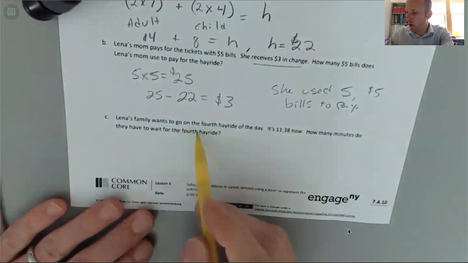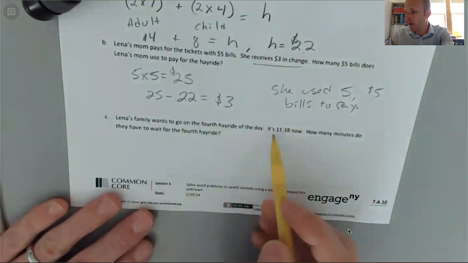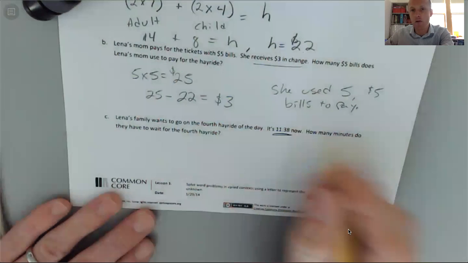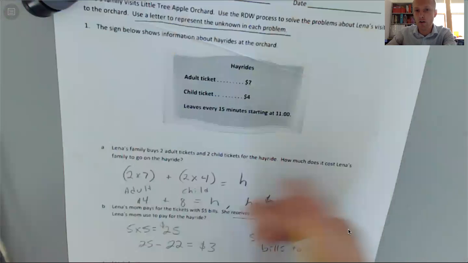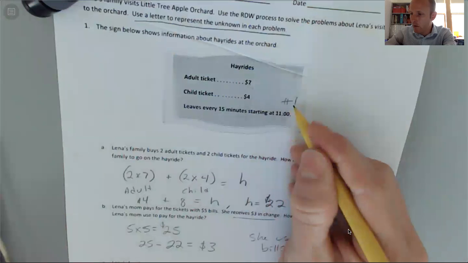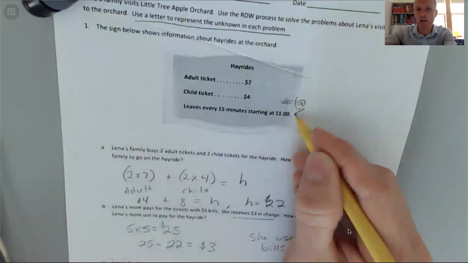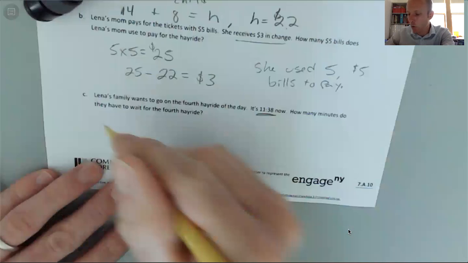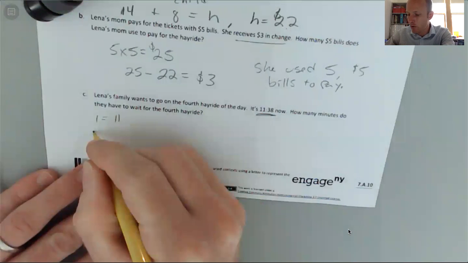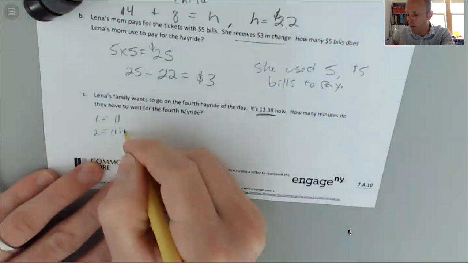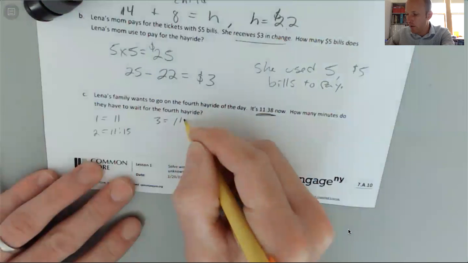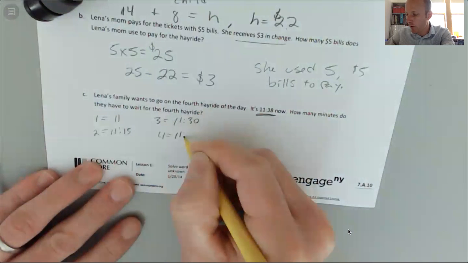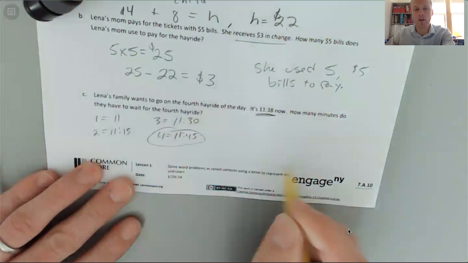Lena's family wants to go on the 4th hayride of the day. It's 11:38 now. That's the current time. How many minutes do they have to wait for the 4th hayride? I would list out the times the hayrides leave. So we saw that they start leaving at 11 o'clock. So number 1 is at 11 o'clock. 1 equals 11, 2 equals 11:15, 3 equals 11:30, 4 equals 11:45. And this is the one they want to take, that 4th hayride of the day.